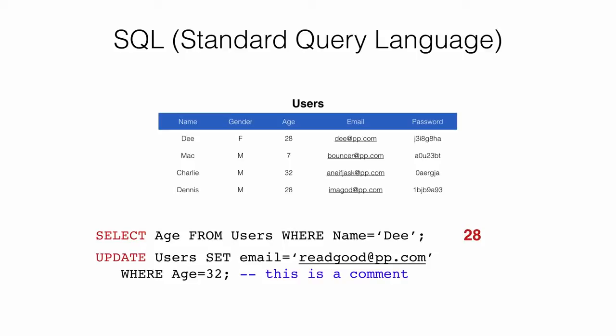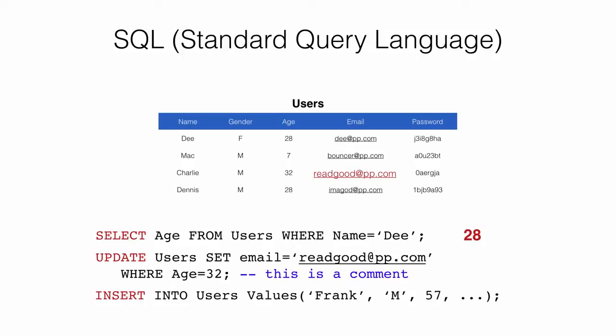Another SQL command is update, and this gives us a way to modify records that are already in the database. This update command says we want to set the email address of all users whose age is 32 to be readgood@pp.com. If we look at the users table and at all of those users whose age is 32, there is only one. It is the third record, Charlie, and so we should update the email address of that record to be readgood@pp.com.